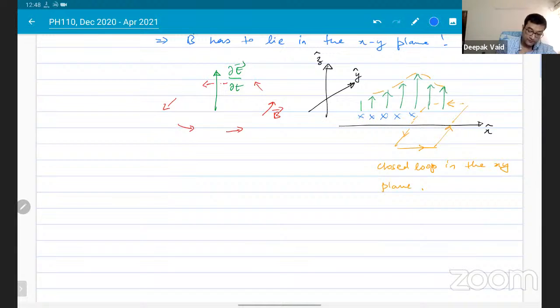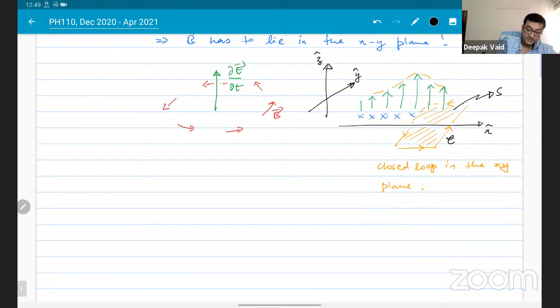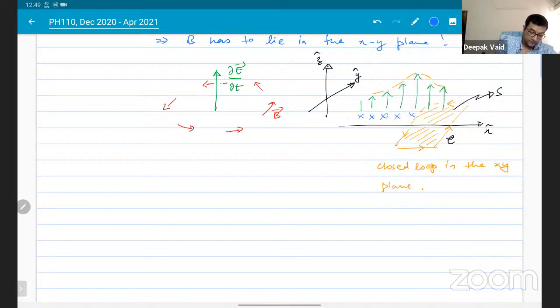So how would I use Stokes law? This is my boundary C. I will call this curve C. And there is a surface. The loop encloses some surface in the XY plane. This surface I will call S. So the loop is C and the surface is S. Now, what does Stokes theorem tell me? Stokes theorem tells me that if I take the integral of the curl of B, the flux of this through the surface S, and I don't put a circle here. Why not? Because S is not a closed surface.